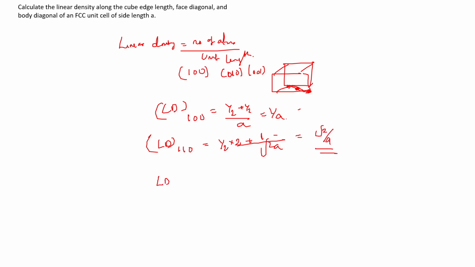Next one is the linear density of the 111 direction, the body diagonal. How many atoms will be there? Corner atoms plus the face atoms, so it will be half plus half, divided by root of a square plus root 2 a whole square. So it will be 1 over root 3 a. So that is the solution.